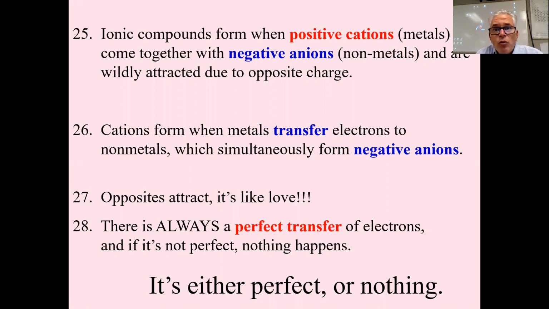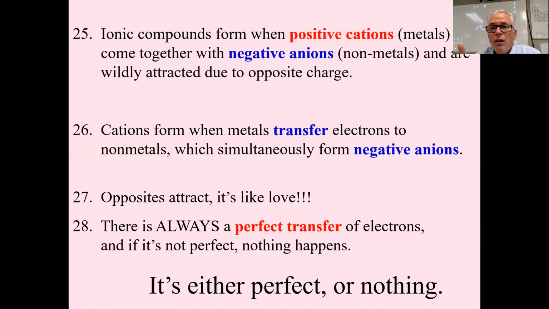All right. An ionic compound is going to form when a positive cation, which are the metals that lose electrons, they lose negative electrons, become positively charged. They're called positive cations, and they are going to come together with a negative anion. Now, anions are when a nonmetal would gain the electrons that are transferred from the metals. So it's perfect transfer. And so the positives and the negatives come together to make a neutral compound. Cations form when metals transfer electrons to nonmetals, which simultaneously form negative anions. You can't have one without the other.